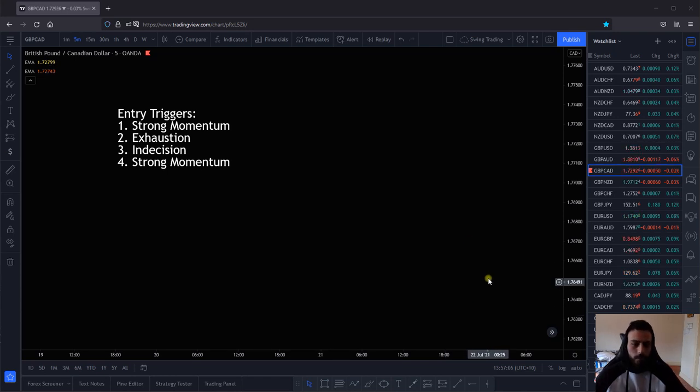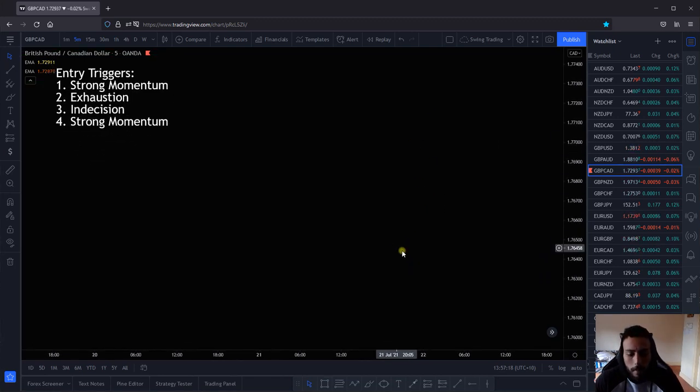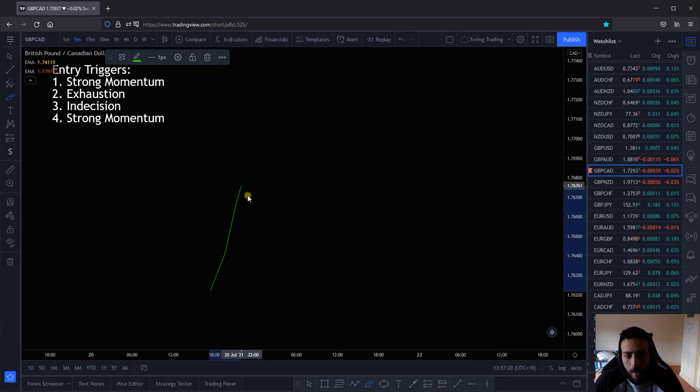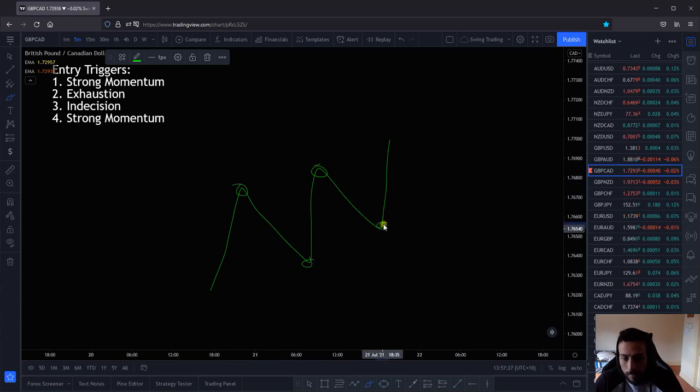Okay, so entry triggers. We already spoke about the break and retest of the entry, but now we're going to talk about entry triggers and how we justify taking a move. We already know that the market moves in waves, and we're trying to catch it at these waves. We're trying to catch it here. In an uptrend we're trying to catch it at the bottom, in a downtrend we're trying to catch it at the top, and this is the impulse to correction.